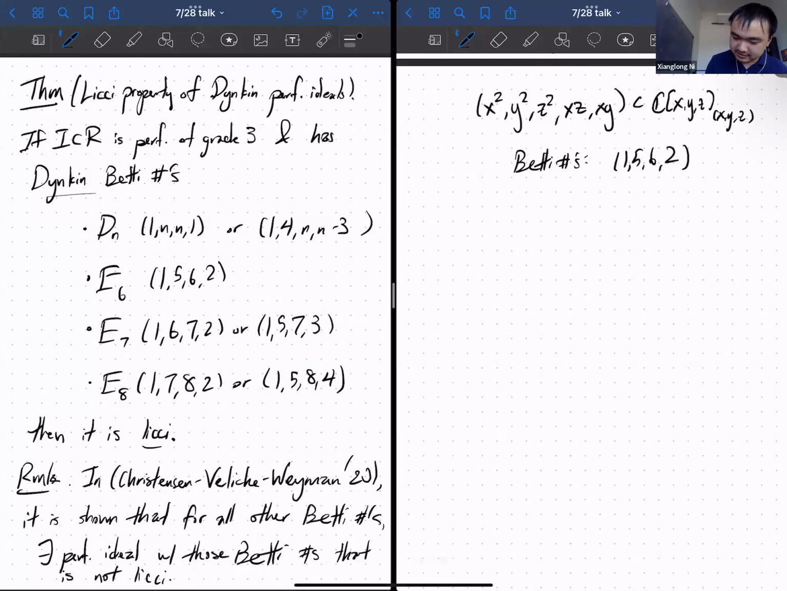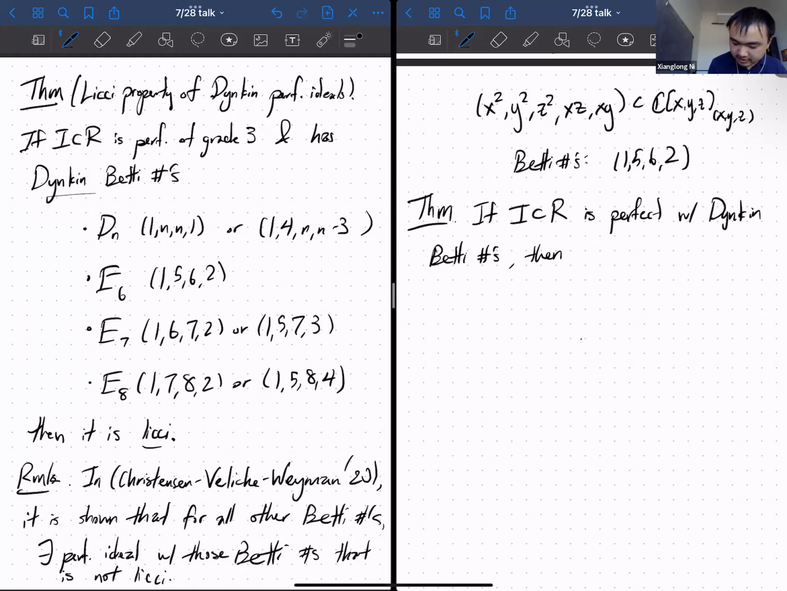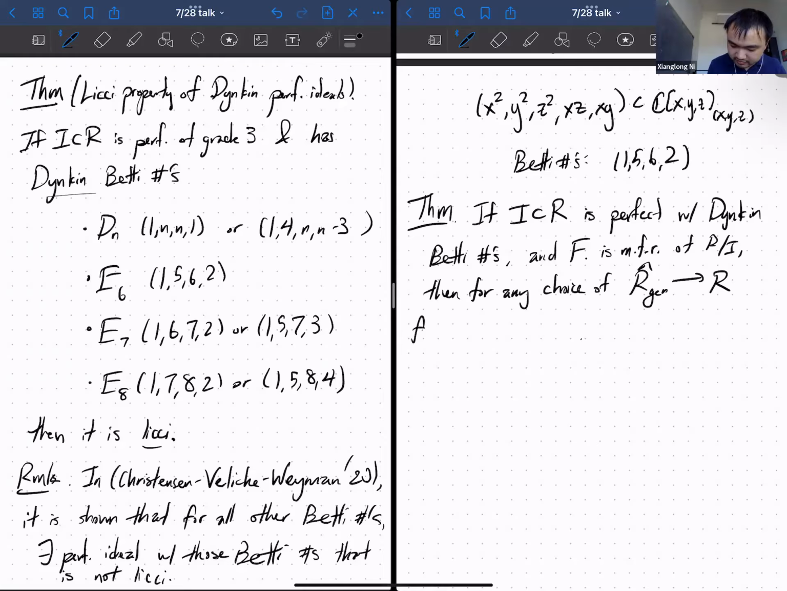So, theorem. This is now one of the technical backbones of the previous result: if I is perfect with Dynkin Betti numbers, and F is the minimal free resolution of R mod I, then for any choice of the map R generic to R for F, the maps W_I are surjective.